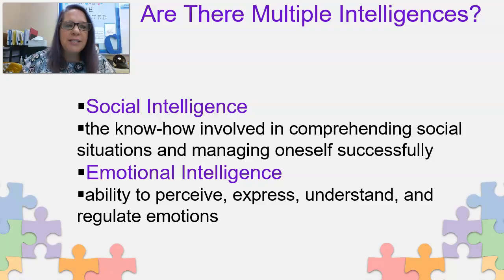Are there different types of intelligences, multiple types of intelligences? When we talk about this, we talk about things like social intelligence, so being able to manipulate or move around in social situations and manage yourself very successfully in those social situations. Also emotional intelligence. Are you able to express and regulate your own emotions, but not only that, but be able to interpret and understand emotions from other people?